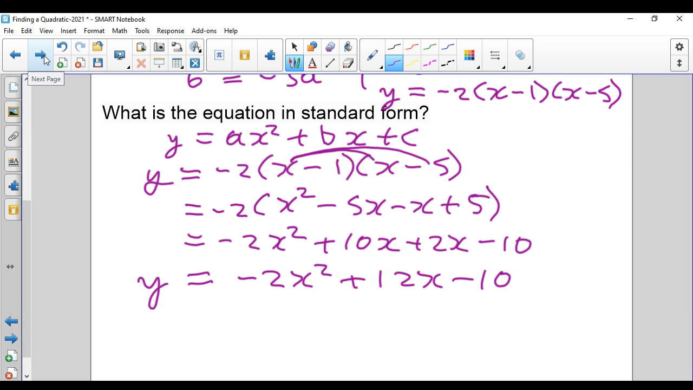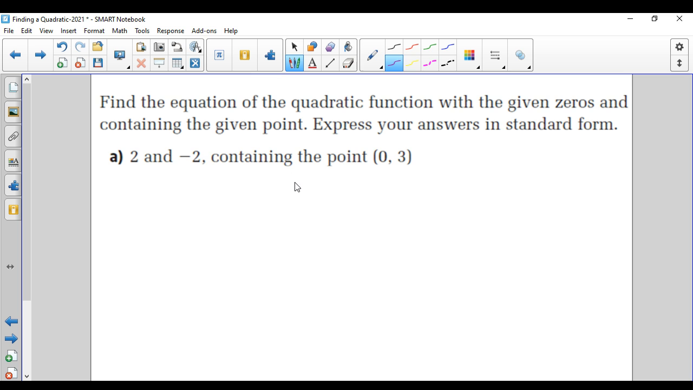Okay, well, let's do another example like that one, where they give us two zeros at plus and minus 2 and tell us that one of the points on the graph is at 0, 3. This looks like it would be the y-intercept, because if my x value is 0, then that 3 sounds like it would be the y-intercept. All right, so let's, again, put this into that factored form we just did.